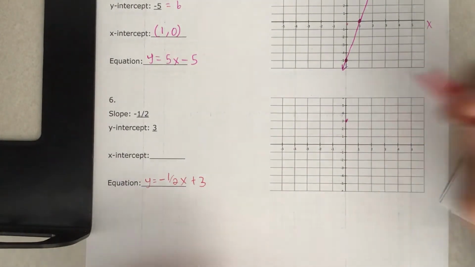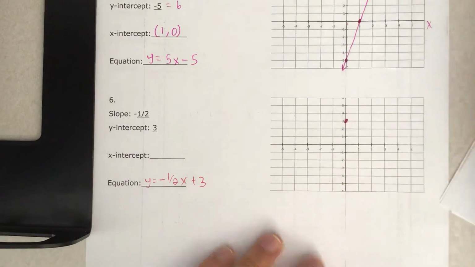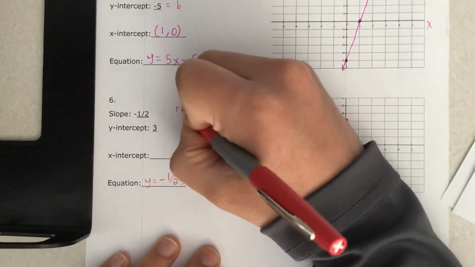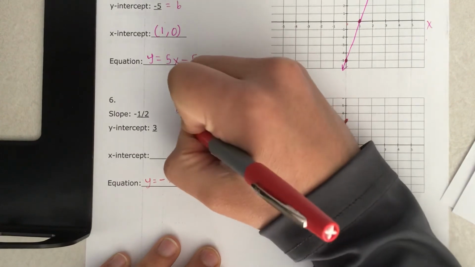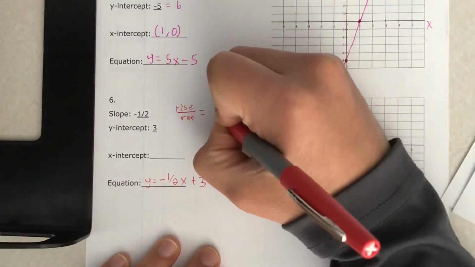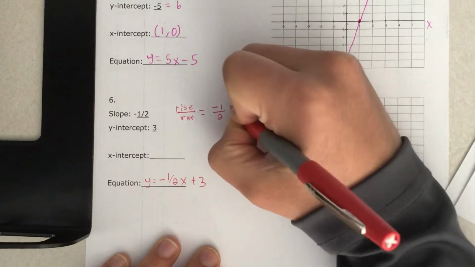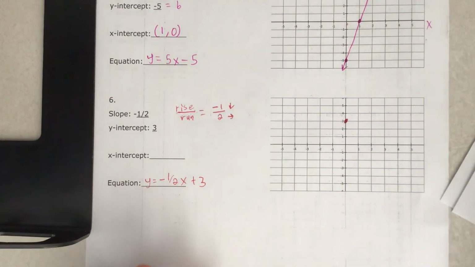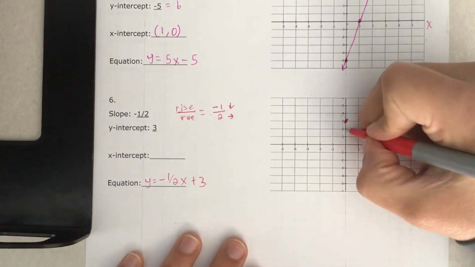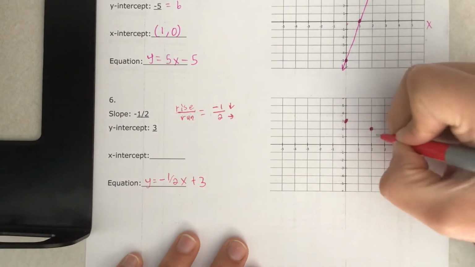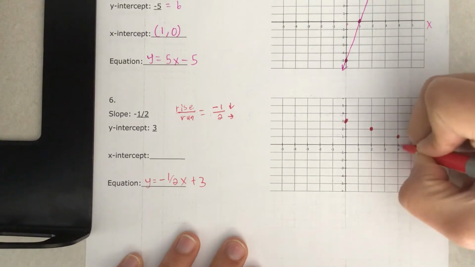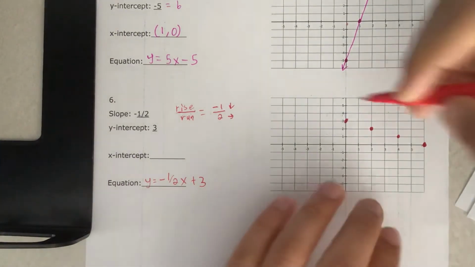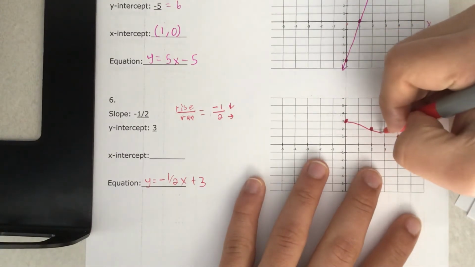So my y-intercept is 3, so I'm going to plot that point first. Then I'm going to use my slope, which is rise over run, to take me from one point to the next. So -1 tells me I'm going to go down 1 and to the right 2. Okay, so let's do that. Down 1, right 2. Down 1, right 2. Down 1, right 2. Okay, so that's a good amount of points. We can connect the dots.